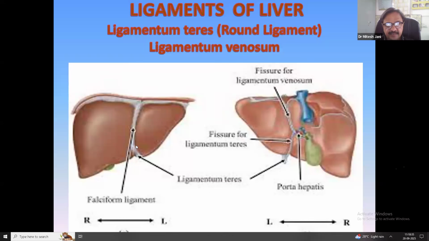This is the left lobe, this is the right lobe, this is the anterior lobe, and this is the posterior lobe. Another ligament is the ligamentum venosum. It is also a rudimentary ligament. In fetal life, the ductus venosus is a large vein which carries blood from the left branch of the portal vein to the inferior vena cava. After birth, it is converted into a fissure. This also separates the right lobe from the left lobe. This is the anterior view and this is the posterior view.